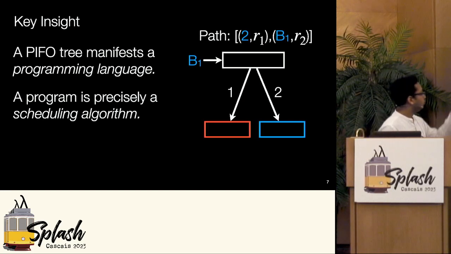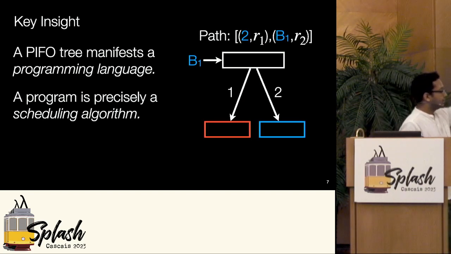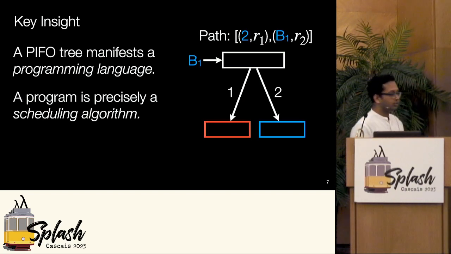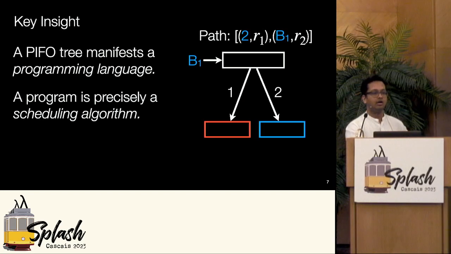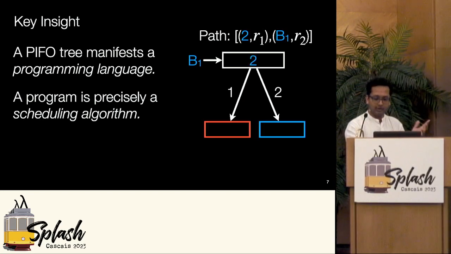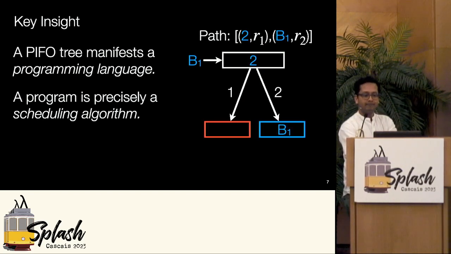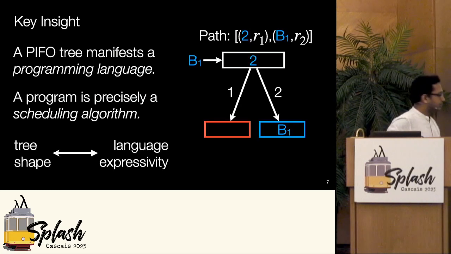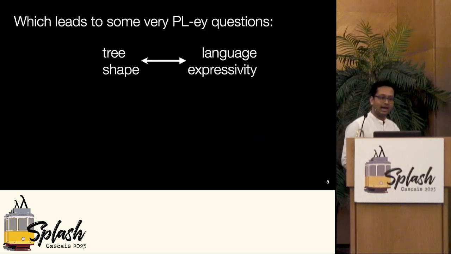I'm going to have to put a 2 in there with some rank, R1. R1 is the rank with which I'll insert the number 2 into my root, and R2 is some rank with which I'll insert the packet B1 into my right child. I'm obfuscating what R1 and R2 are. For our purposes, they are just the ranks I needed to put the thing where I wanted it to go. Right? So 2 went somewhere, B1 went somewhere in that queue. Great. And you're sort of seeing a connection between the shape of a tree and the expressivity of the language that the tree manifests. And now we're really cooking with PL gas, okay?